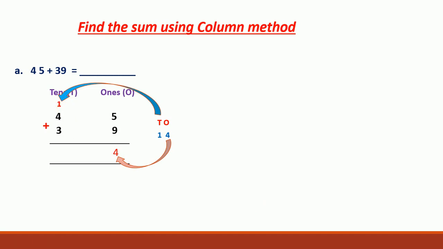I repeat, when you are adding the ones place, if you get an answer more than 9, that is, a 2-digit number, then from that 2-digit answer, only the ones, how many ones are there, you write below the ones place. The number of tens we need to carry over to the tens place.